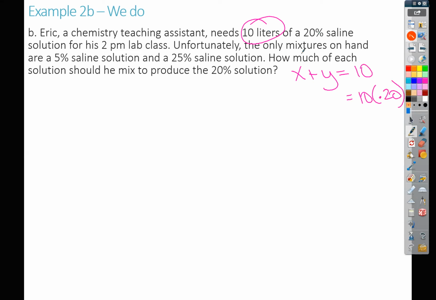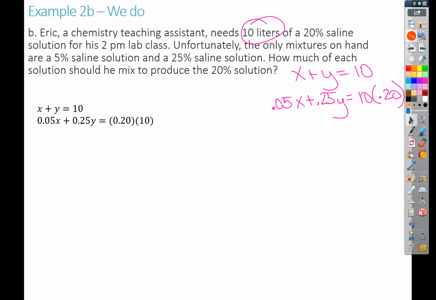The only mixtures he has on hand are a 5% saline solution and a 25% saline solution. So how many should he mix to get that 20% solution? So those are the two equations that we're going to use.